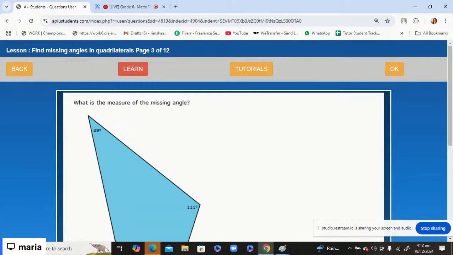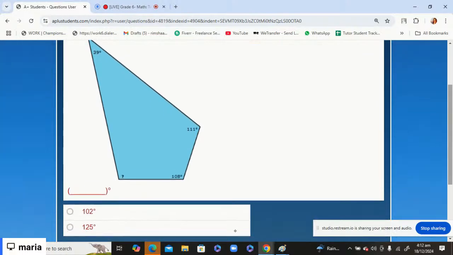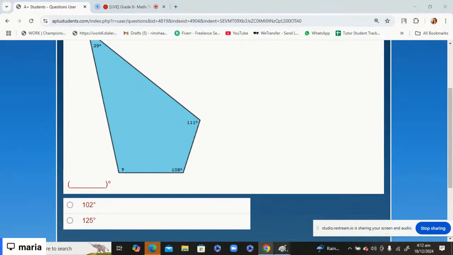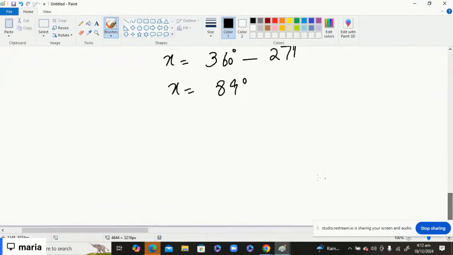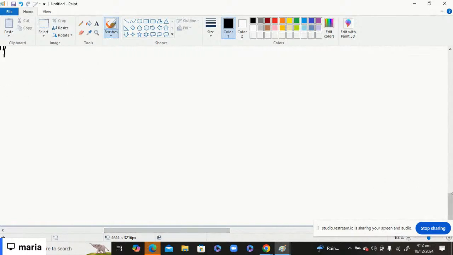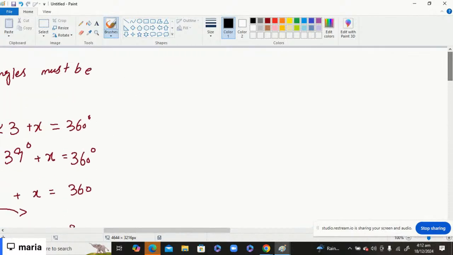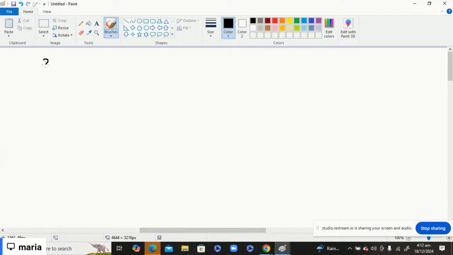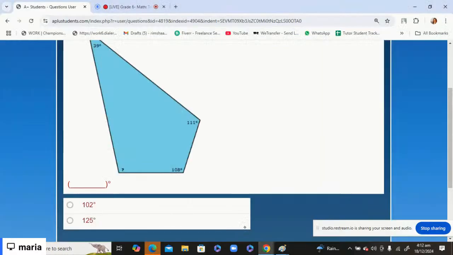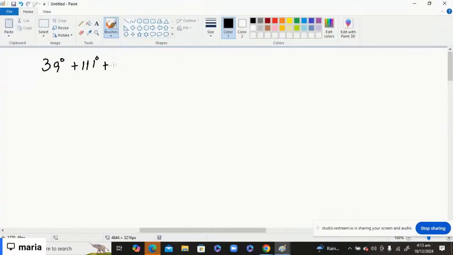Okay, now I'm going to write it and then you guys tell me what is the answer of this. 39, 111, it's 39 degree, 111 degree and 108 plus x, which 4 angle measurement is equal to 360 degree.